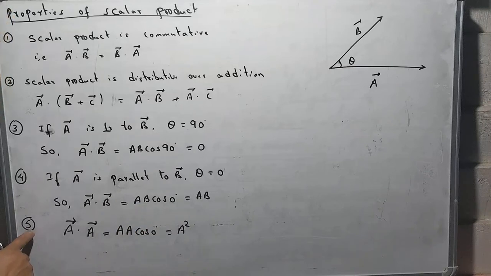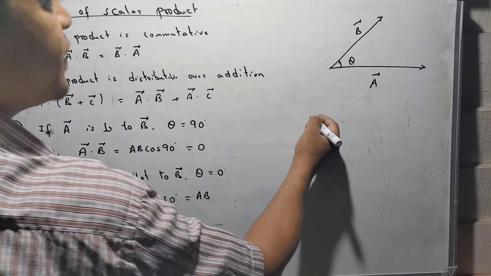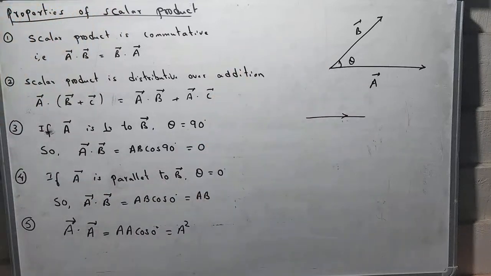Okay. Property number 5. The scalar product of a vector with itself is equal to the square of its magnitude. For example, I take the scalar product of a vector A with itself, then A dot A. When I say A dot A, it means magnitude of A times A times cos 0 degrees here. Okay, why cos 0 degrees? Because you are taking the scalar product of the same vector. So cos 0 is 1, so 1 times A times A is A square. Okay, so the scalar product of a vector with itself is equal to the square of its magnitude.